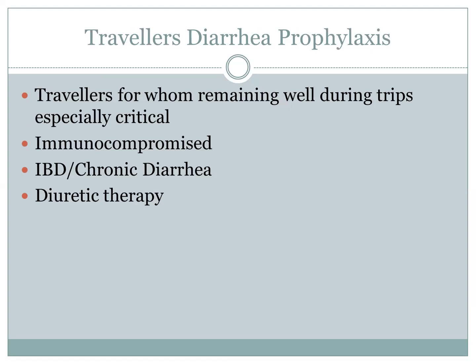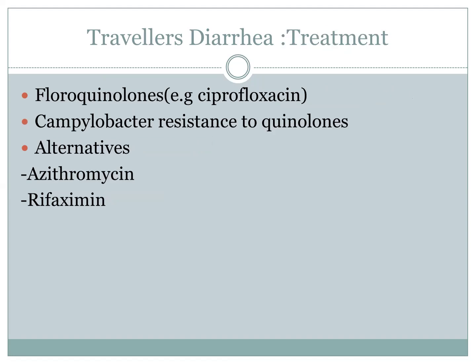So who should take antibiotics as a prophylaxis? Travelers who are going to another country for important business meetings, for whom remaining well during the trip is critical, or someone who is immunocompromised, or someone who has irritable bowel disease, chronic diarrhea, a colostomy, someone who is already experiencing fluid loss, someone on diuretic therapy. People in these conditions cannot afford to lose fluid due to traveler's diarrhea. The antibiotics include ciprofloxacin, and for quinolone-resistant cases like Campylobacter, the alternatives are azithromycin and rifaximin.